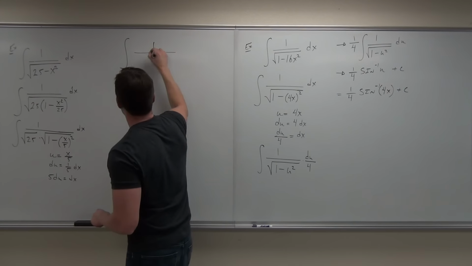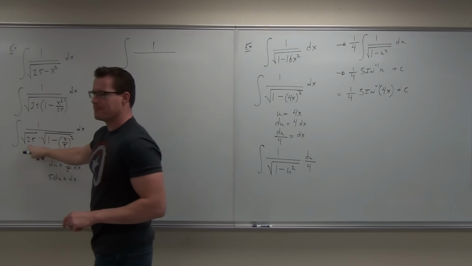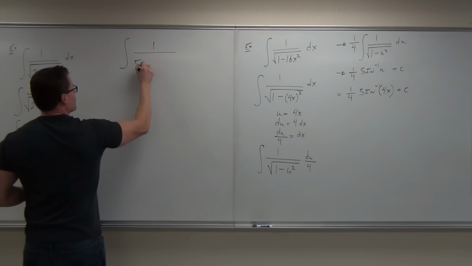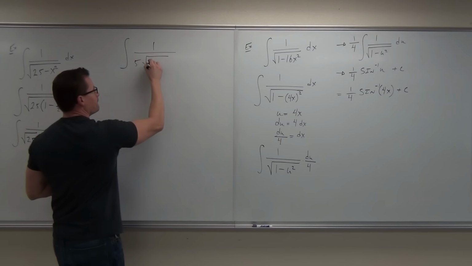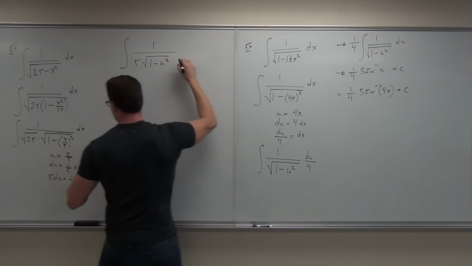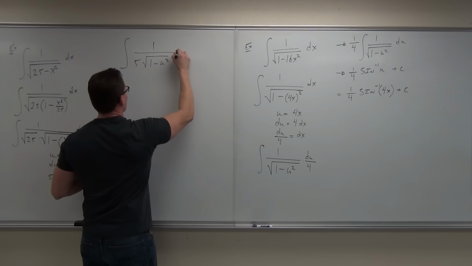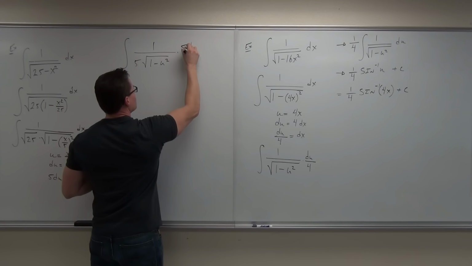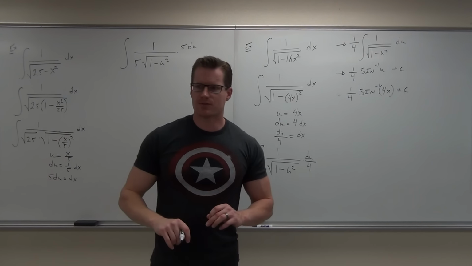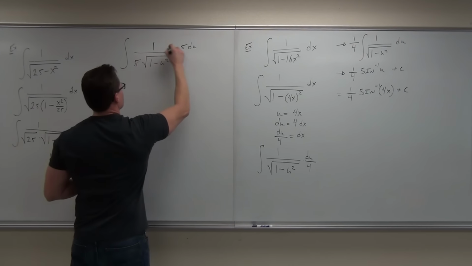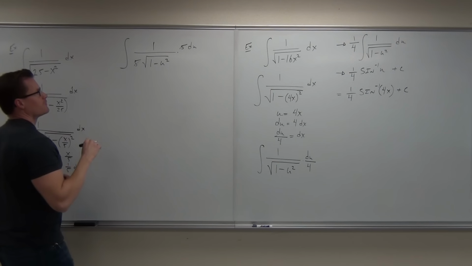So here's 1. How much is square root of 25, everybody? 5. So we get a 5 here. I've got a square root inside my square root. Please tell me, inside my square root, what do we got? 1 minus u squared. And instead of dx, I have 5 du. Look what happens. A lot of the times this happens. Do you see what happens? The 5s cancel. The 5s are gone. That's awesome.